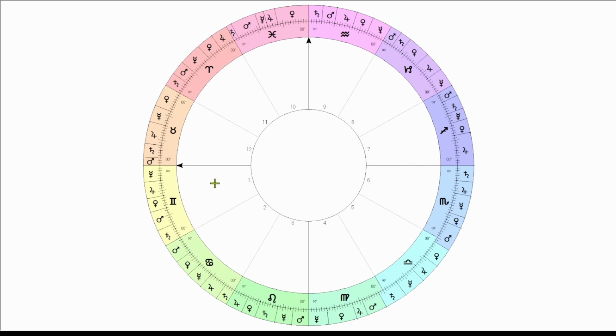And please ignore the colour I've assigned on this particular chart. It doesn't actually equate that well to the elements at all. It's just Solar Fire putting the colour on, and I have yet to figure out how to change it properly. So Gemini is air, Pisces is water, Sagittarius is fire, Virgo is earth.